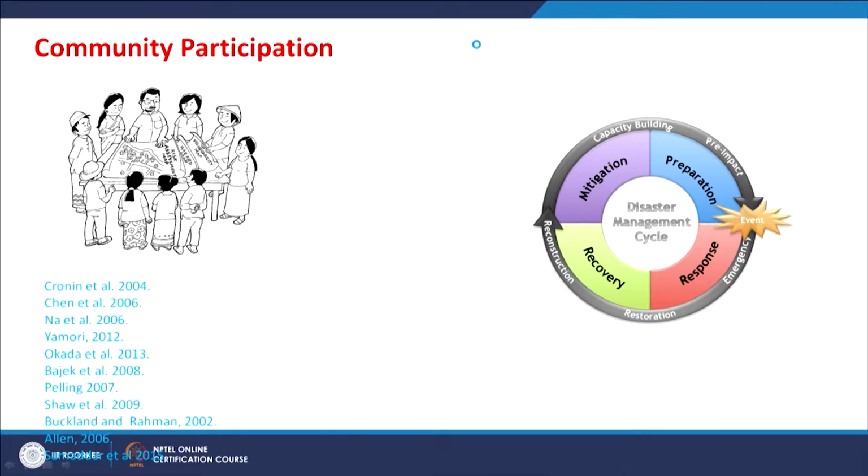Community participation is a buzzword in disaster risk management, in disaster recovery, reconstruction and rehabilitation. We have to involve the community starting from the recovery, mitigation and preparedness activities related to disaster, right? This is already agreed, and you can see there are so many citations. We can give many more citations like that.